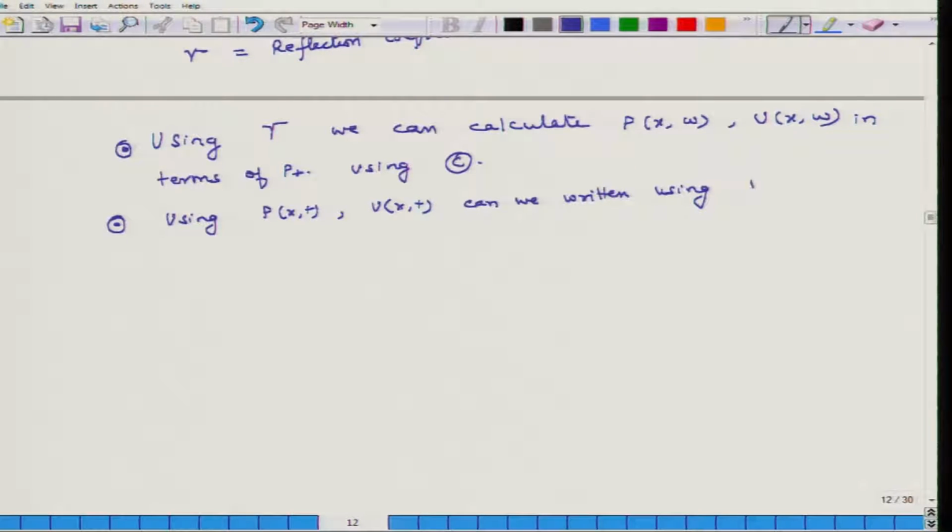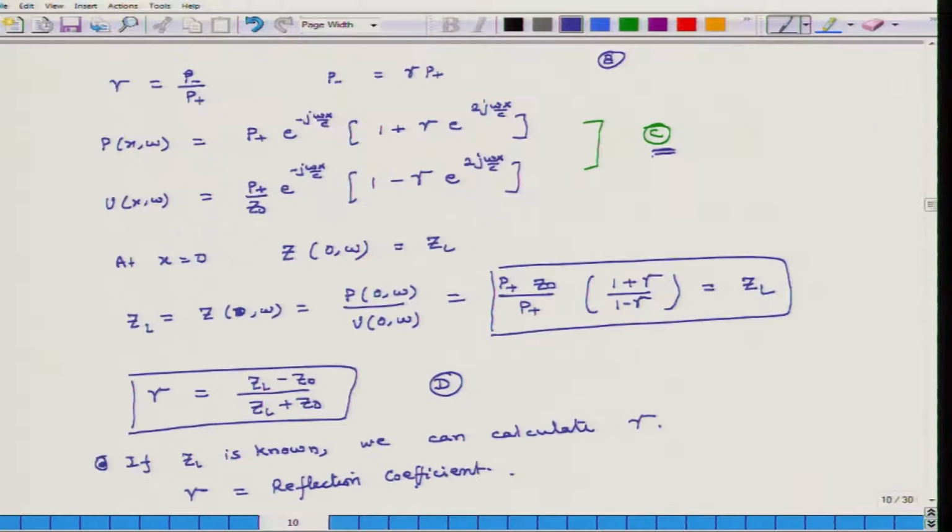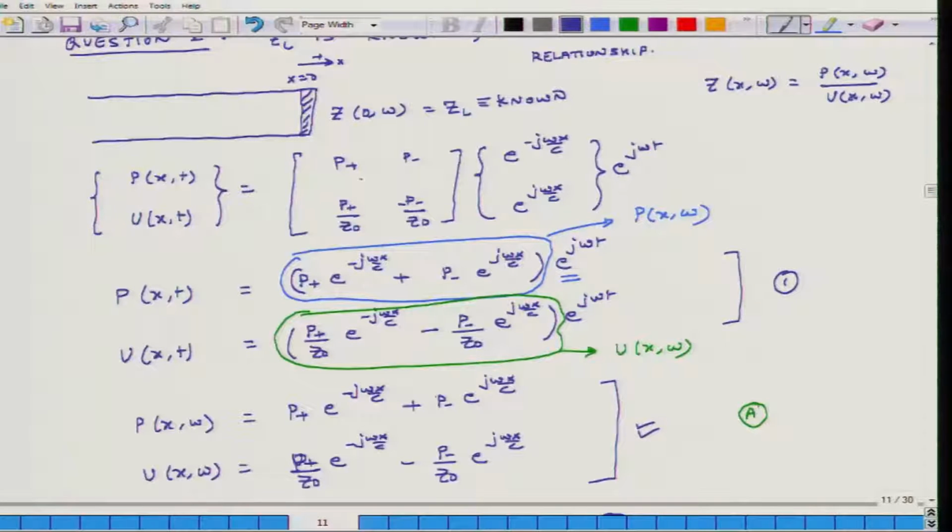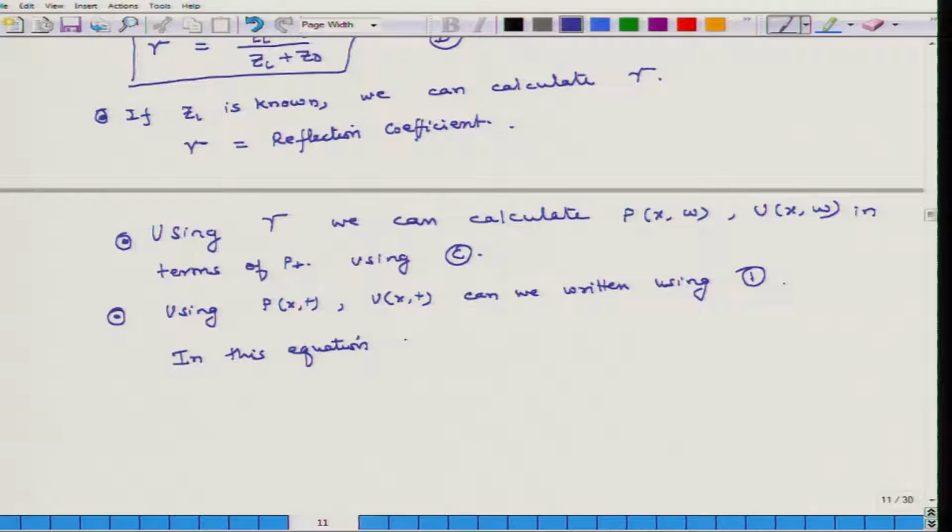using equation 1. In this equation, once we do that, there will be something still unknown. So, look at C. In equation C, gamma is known because we know ZL, from ZL we can calculate gamma. But we do not know P plus. So, when we write an expression for P and U, we still have to calculate P plus. We can calculate P minus in terms of P plus, but we still need P plus. So, in this equation, P plus is still unknown.